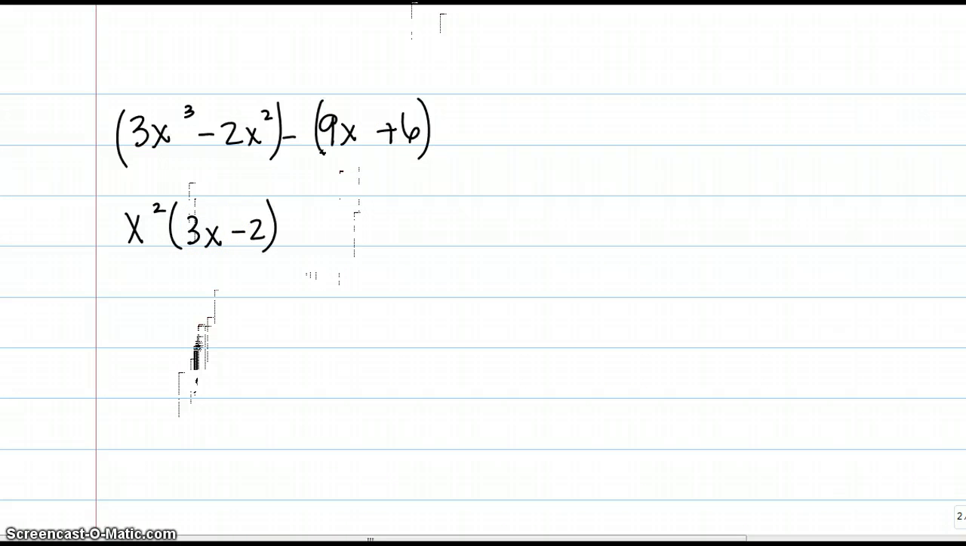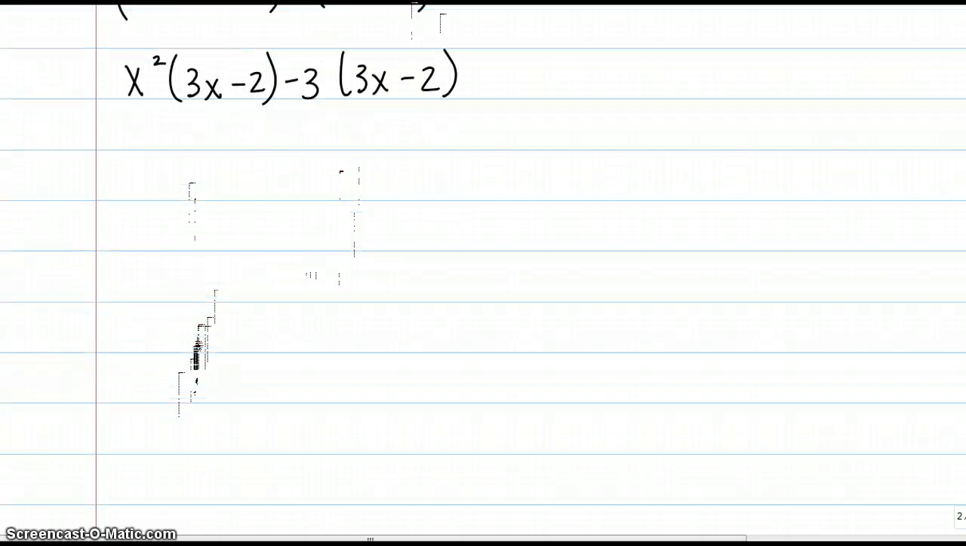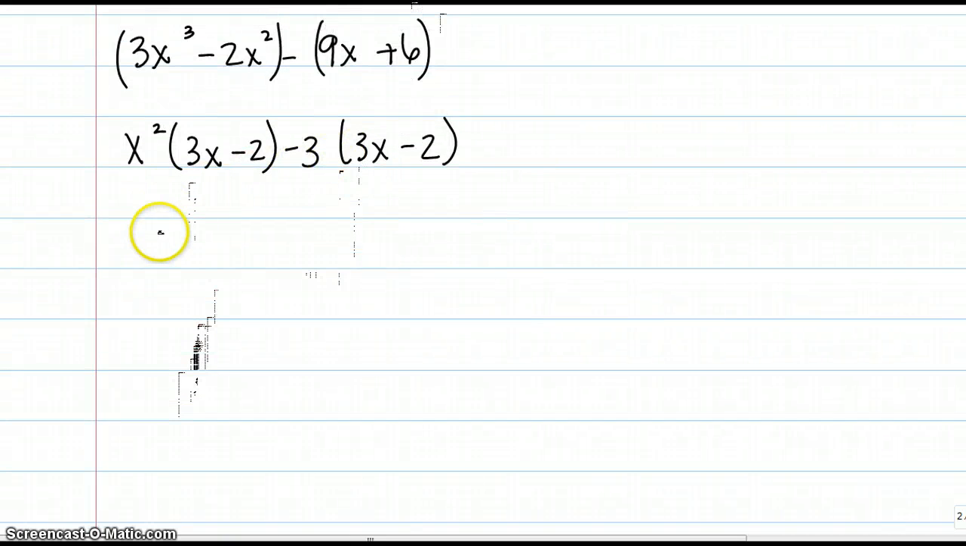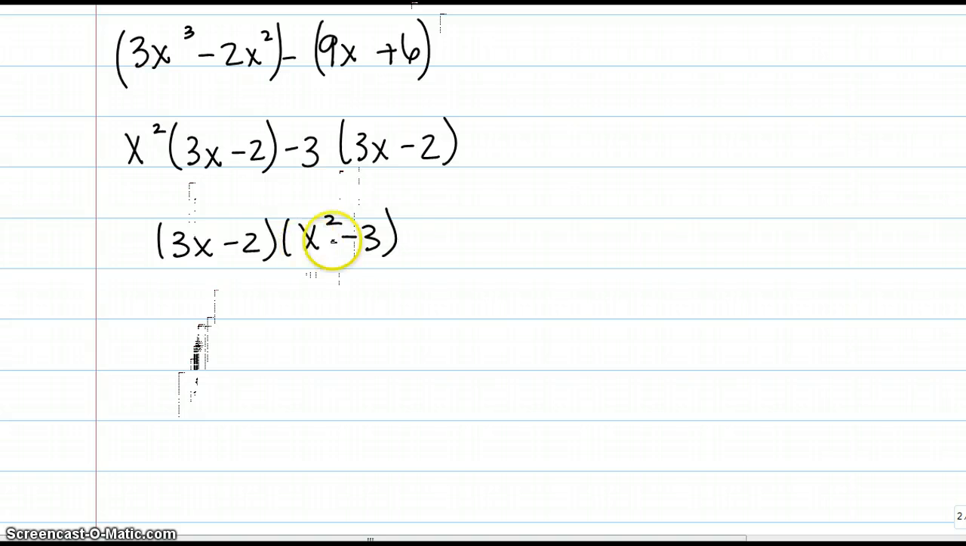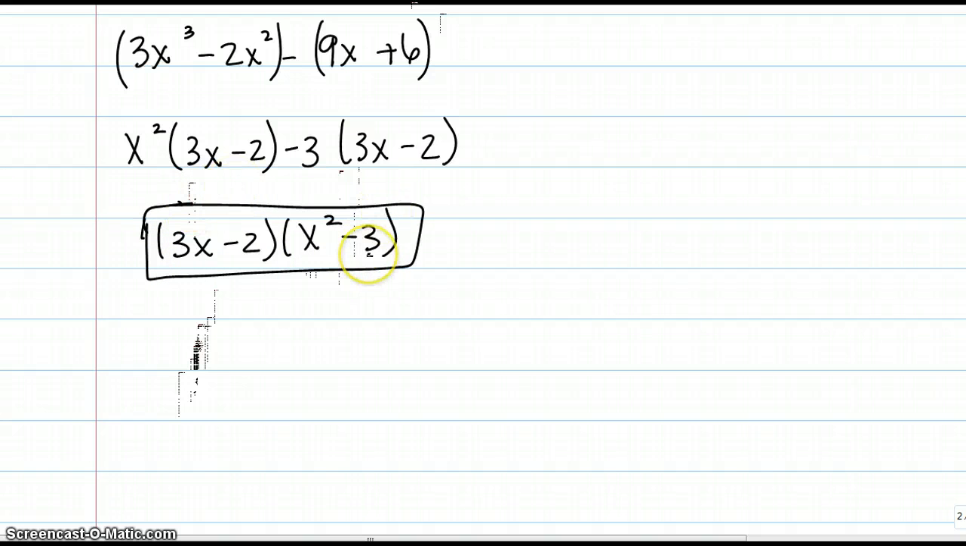And then between negative 9x plus 6, both of my terms don't have an x, so I can't pull out an x, but I can pull out a 3 from both of these, and I'm left with 3x minus 2. So remember, just like in example 1, this 3 is negative, so the term in the middle does become negative. So now I have a new GCF. My new GCF is 3x minus 2. And I have x squared minus 3. And now x squared minus 3 cannot be factored anymore since 3 is not a perfect square. So my final answer is just this.